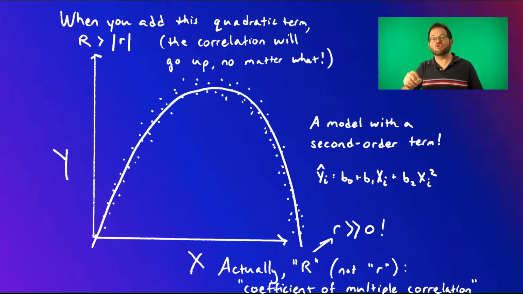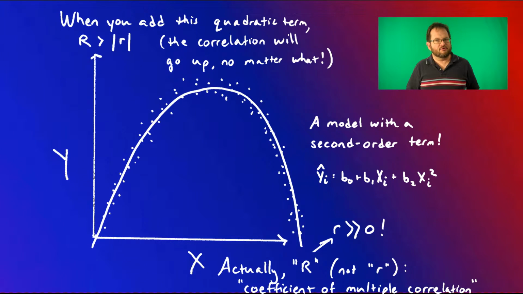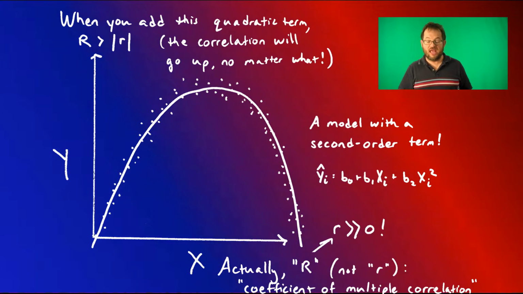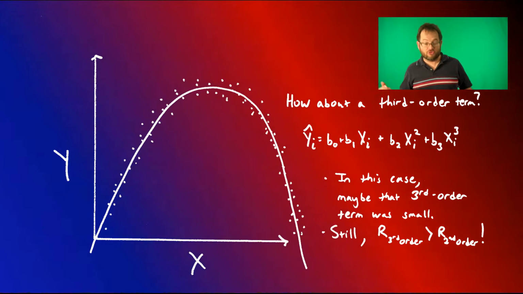The correlation will go up no matter what, even if your data aren't really related in any kind of quadratic way. That just has to do with the numbers of the whole thing, but you will be explaining more variance here. And for that matter, if adding a squared term made things better, how about adding a third order term?